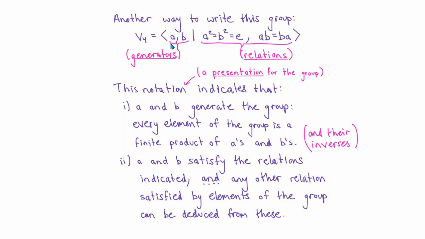Now, one thing you may be wondering is where the element C went in this description of the Klein 4 group. Well, of course, C turned out to be equal to AB, so it's something that we can write as a finite product of the A's and B's. And also, it's pretty easy to see that any relation satisfied by the element C could be deduced just from the listed relations satisfied by A and B.